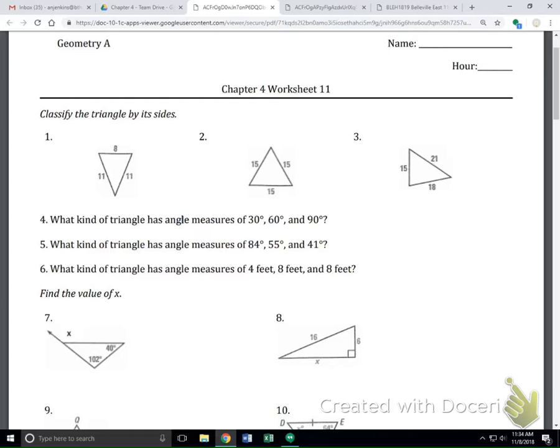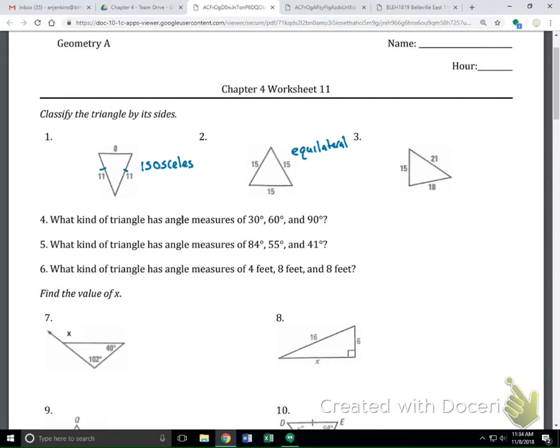If we are classifying by sides, Mario, what type of triangle is this? Isosceles. How did you know that? Because there are two congruent sides. Isosceles because there's two congruent sides. We see that here at the 11 and the 11. Jaheem, what's our second one? Equilateral. How did you know that? Because they have all equal sides. Yep, because we have all equal sides.